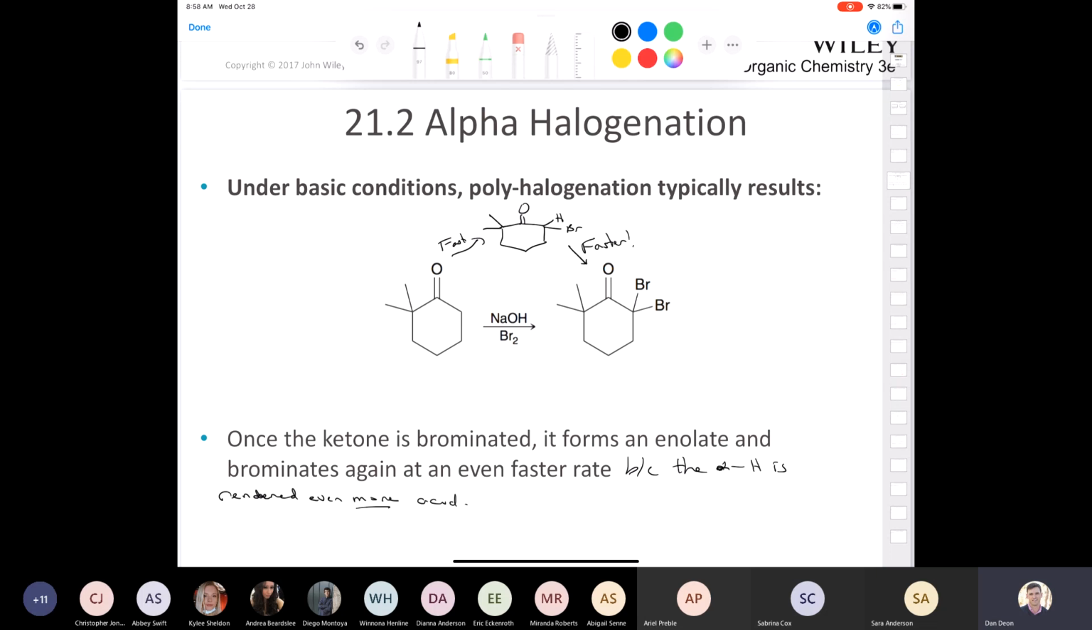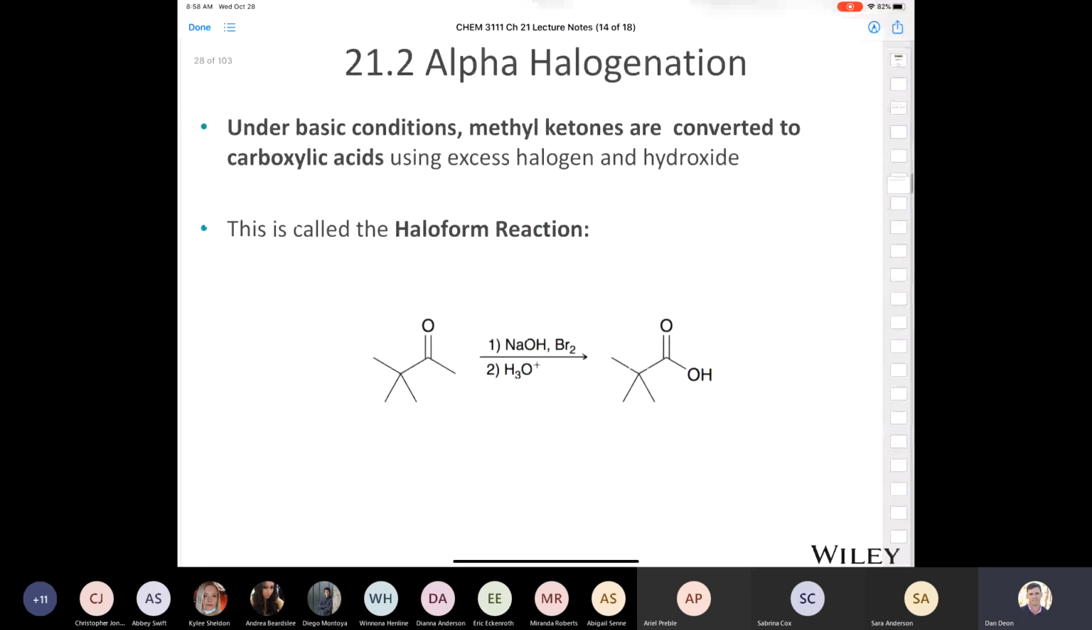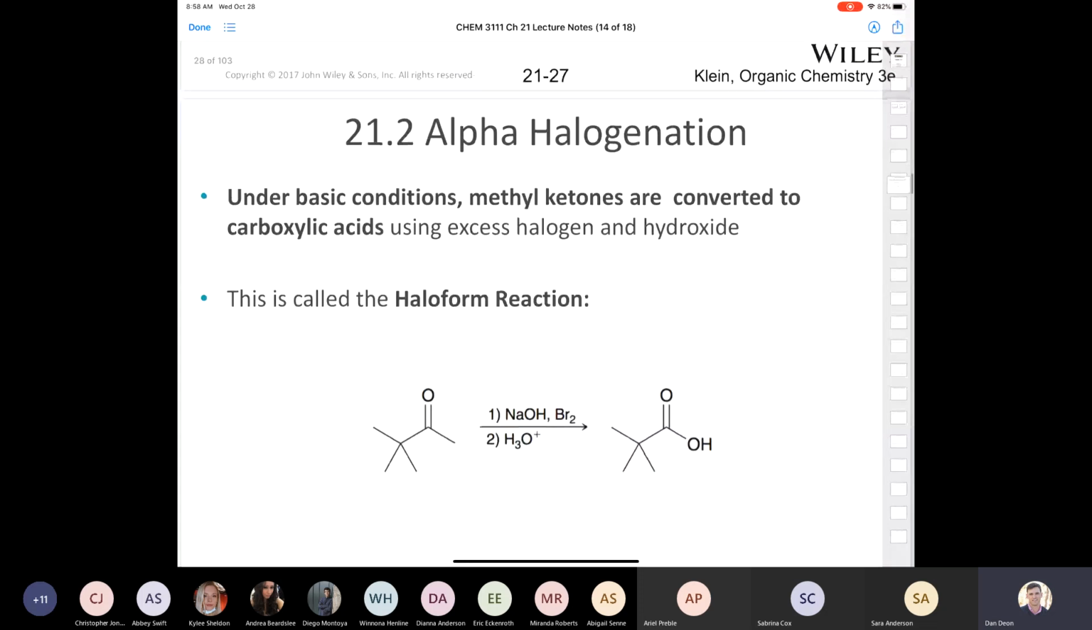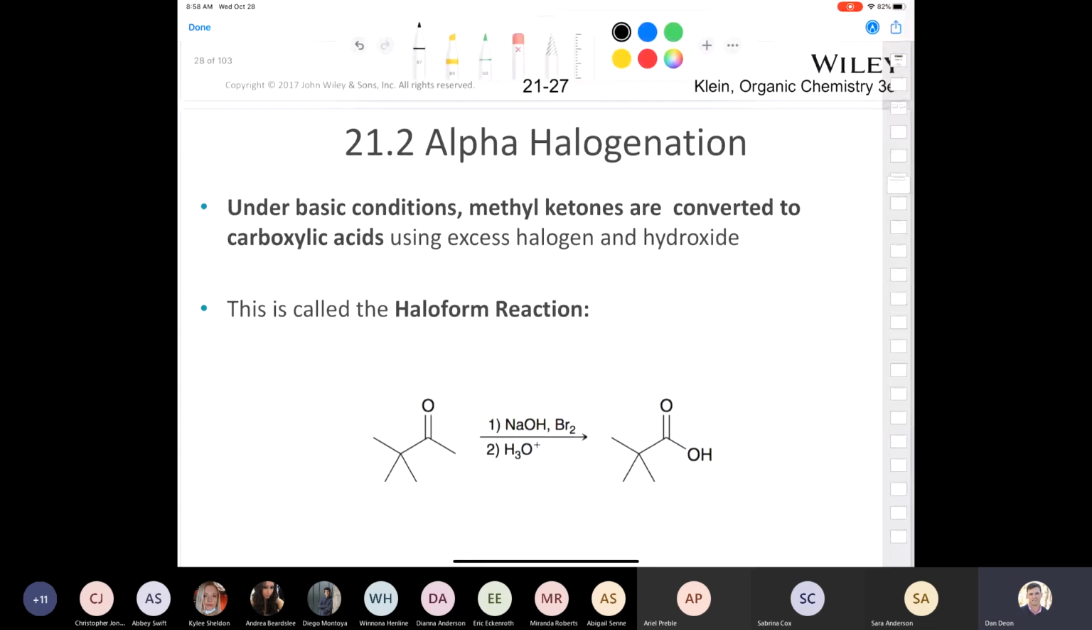All right, now you might be wondering, what's the synthetic utility of that? Well, if you have a methyl ketone, I shouldn't have said not cyclic, because if you have an ethyl ketone, it won't work. But if you have a methyl ketone, you've got 3 alpha protons here, right? 1 alpha proton, 2 alpha protons, and 3 alpha protons, like that.